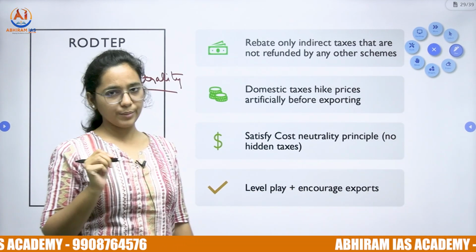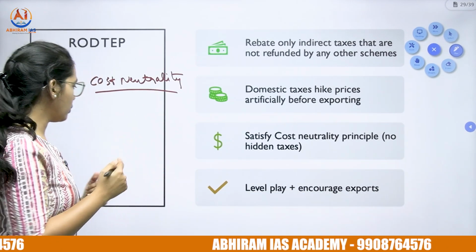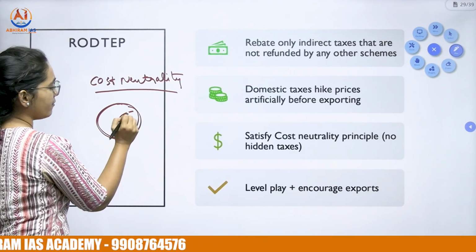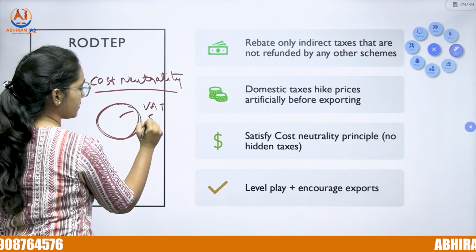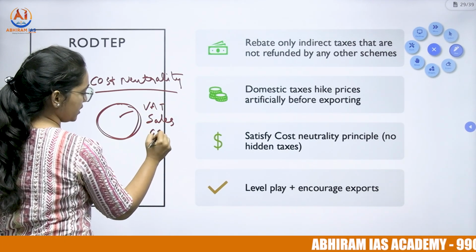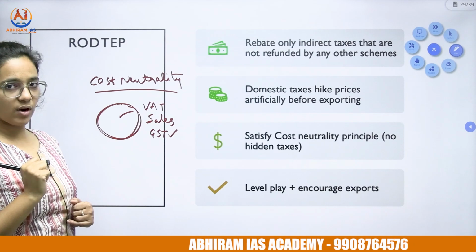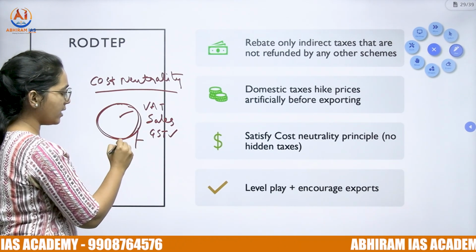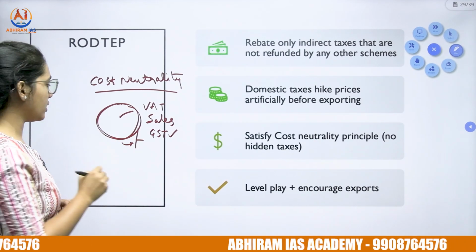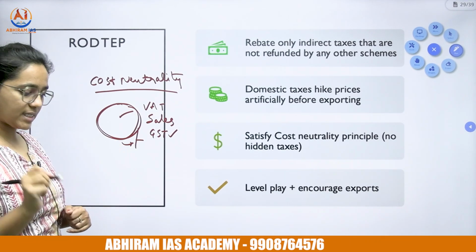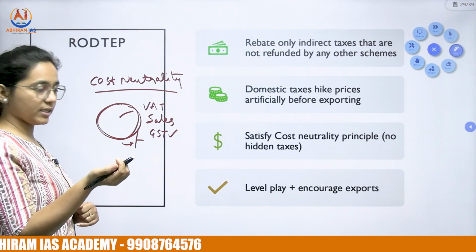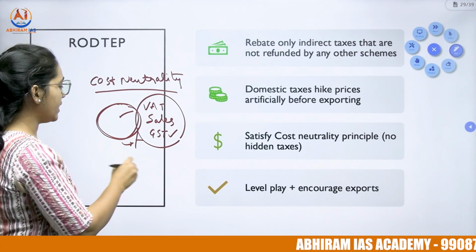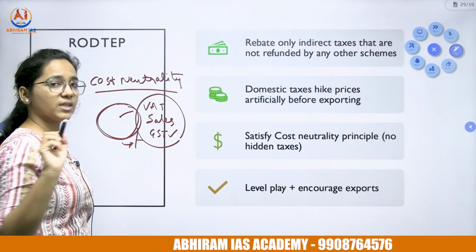Cost neutrality is nothing but all the costs that are hidden within the goods. For a domestic good, various taxes like VAT, sales tax, or GST can be levied. All these indirect taxes can be levied on the goods, but there is a problem. It will hike the prices when it crosses the border unnecessarily. It doesn't reflect the true cost of the actual good. So exporters are at a disadvantage in price competition at the international border, because the price is artificially hiked by all these indirect taxes. So it is a problem for exporters, and it doesn't satisfy the WTO rules also.